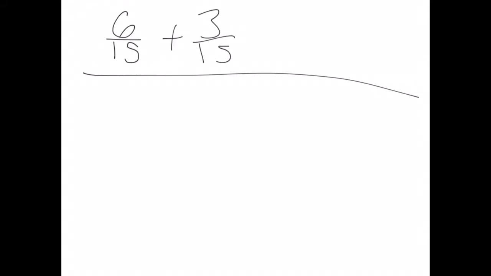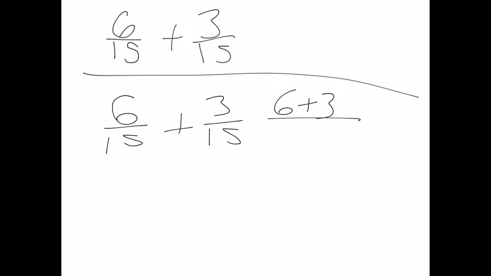Common denominator, all you have to do is add 6 plus 3 and then put it over the denominator, and that's it.